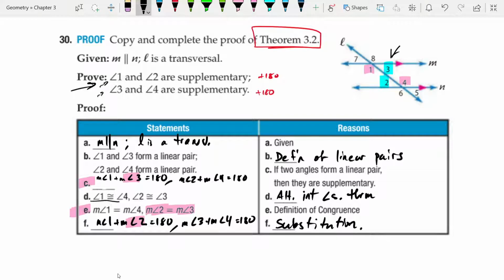Measure of angle 3 and measure of angle 2 are the same, so I just swapped out the measure of angle 3 for measure of angle 2 in the first sum of 180. Then I did the same thing with 2 and 3 in the second equation. And I got angle 3 and angle 4 out of 180. Nice. There we go. That's the proof.